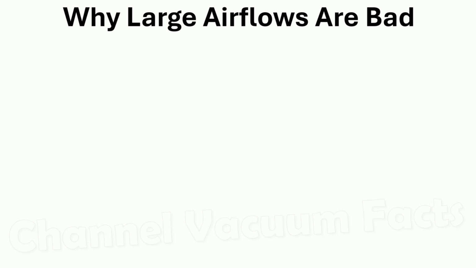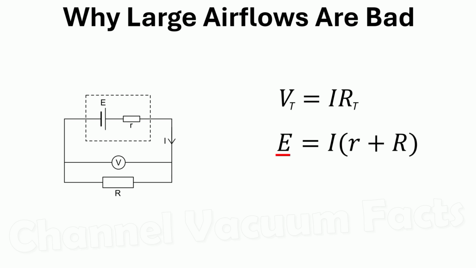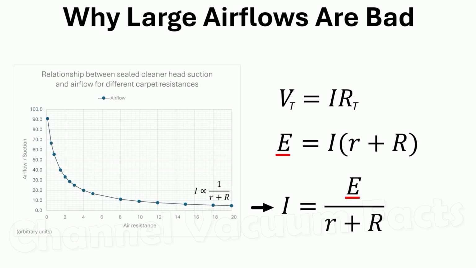To understand why large airflows are bad, we first need to go back to the air circuit. The total resistance in the circuit isn't just the air resistance provided by the flooring, but also the internal resistance provided by the motor, discussed earlier. We can apply Ohm's law using the suction pressure provided by the motor and ensure both internal and external resistances are included in the total. This can be rearranged for airflow, which can then be plotted for a given suction level as before to show the relationship, choosing a small value for the internal resistance.